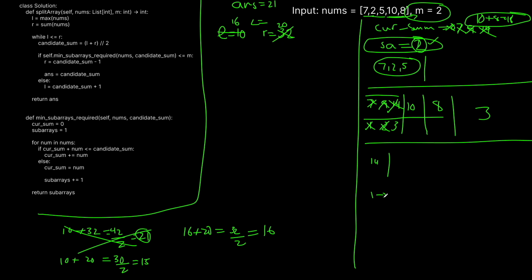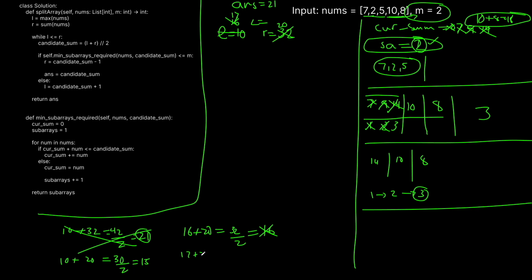So we increment our subarray count. It was originally 1, now it's 2. Then we add the 10 on its own. We try to add the 8 to it, but that would give us 18. So this has to be its own subarray. So we go to 3, and then the 8 stays on its own. So we would again return 3 from this function. And 3 is still greater than m, so that means that 16 is not a valid one. So we move our left up 1. Left is 17, and we're going to go through the process again.